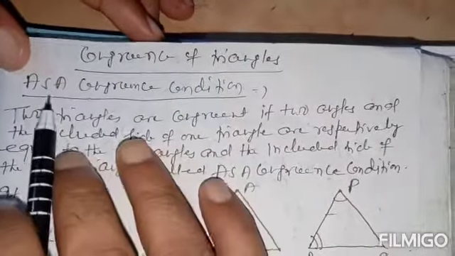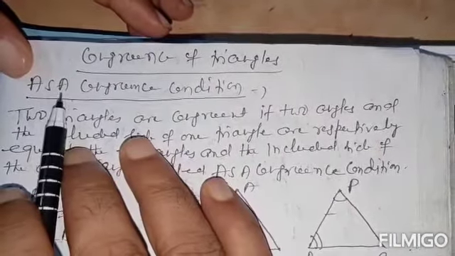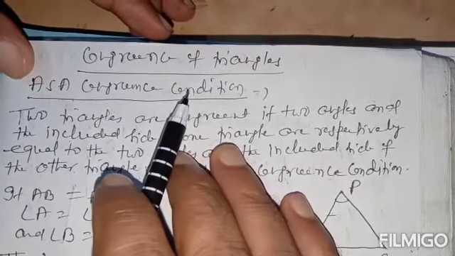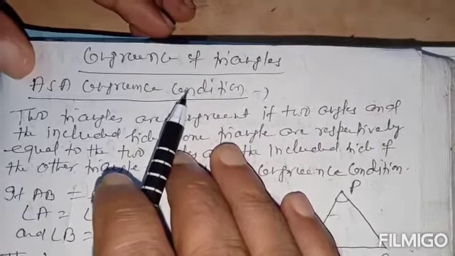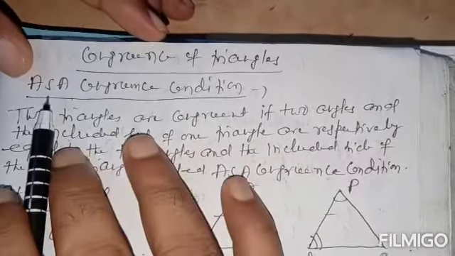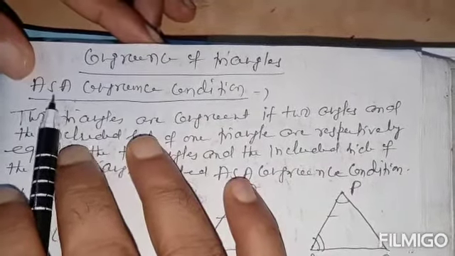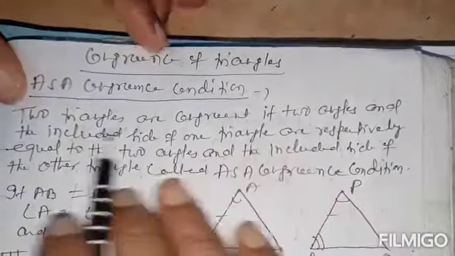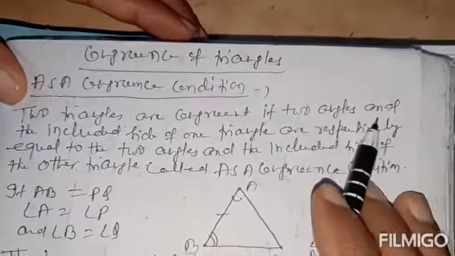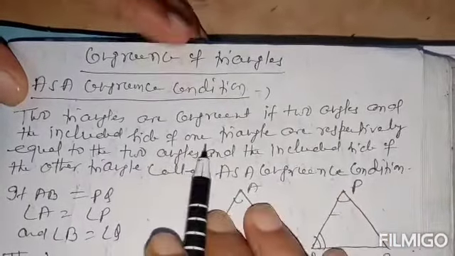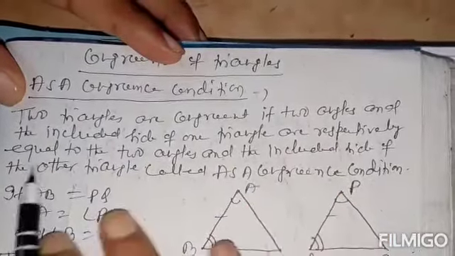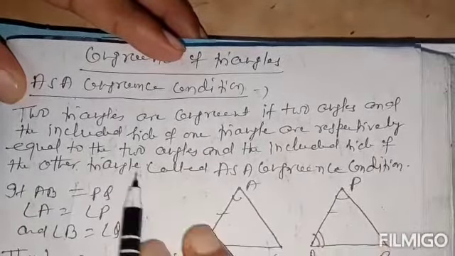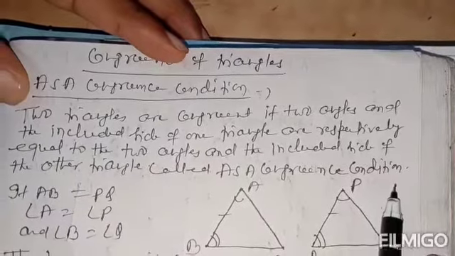Congruence of triangles. We have already learned two congruence conditions, which are the SSS criteria and the SAS criteria. Now we want to discuss the ASA congruence condition. Two triangles are congruent if two angles and the included side of one triangle are respectively equal to two angles and the included side of the other triangle, called the ASA congruence condition.